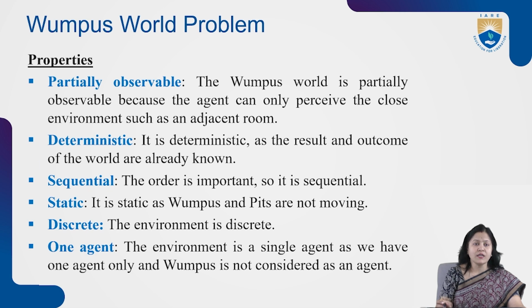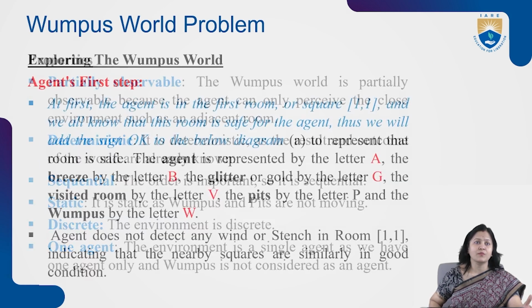And it is a one-agent problem because only a single agent or single player is there. Wumpus is not considered an agent. You might be thinking Wumpus is also an agent. No, the player who is playing here, the person himself, is the agent. Wumpus is not called an agent. So these are the basic properties of the Wumpus World problem.